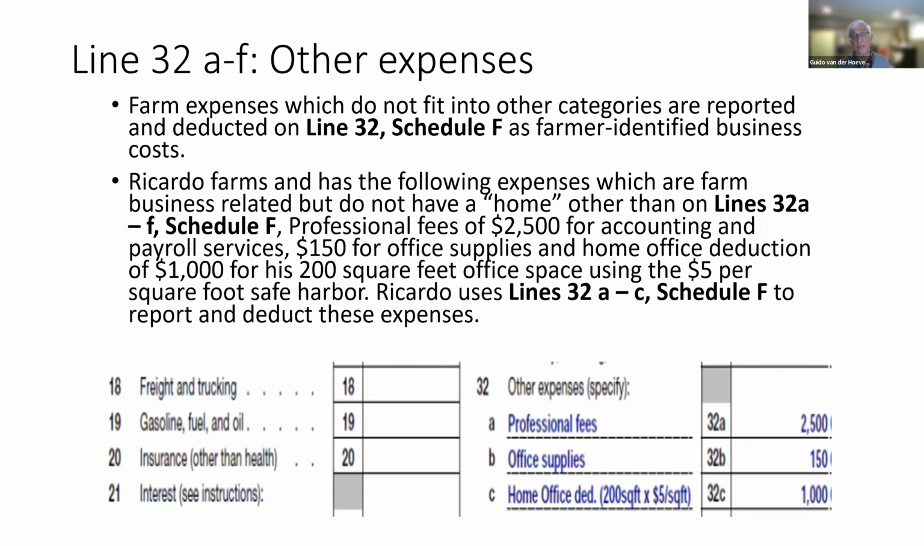The one thing is, if you've got a home office and you use it exclusively for the farm business, then you might want to think about taking the $5 per square foot safe harbor. In this particular case, he's got a 200 square foot office. So he's taking $1,000 as his home office deduction. And you just list that there on, in this particular example, line 32C.